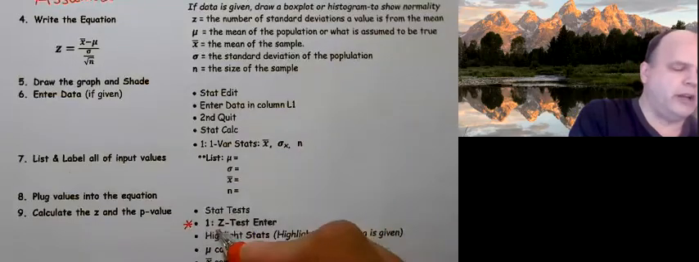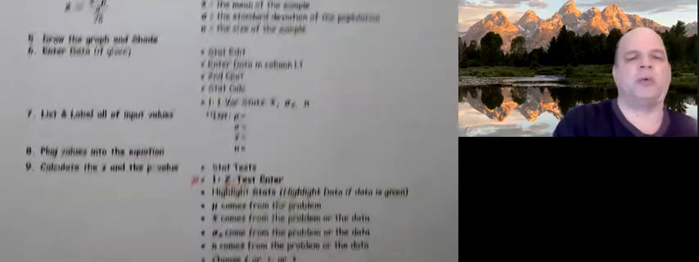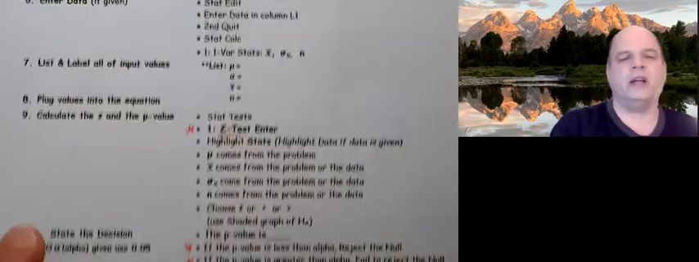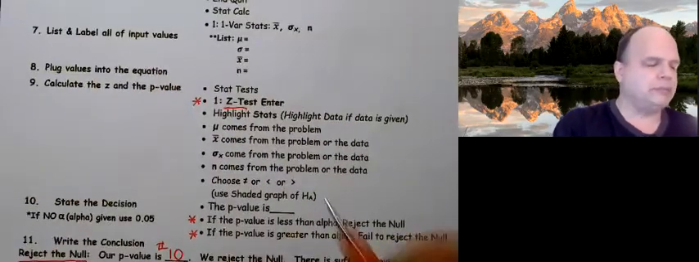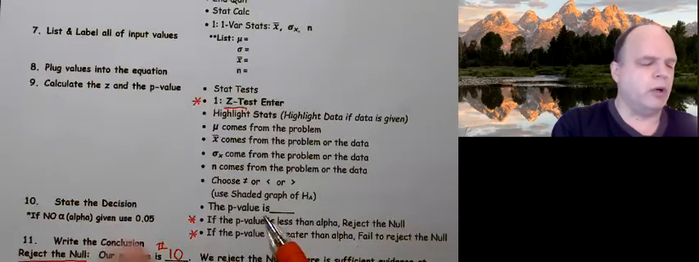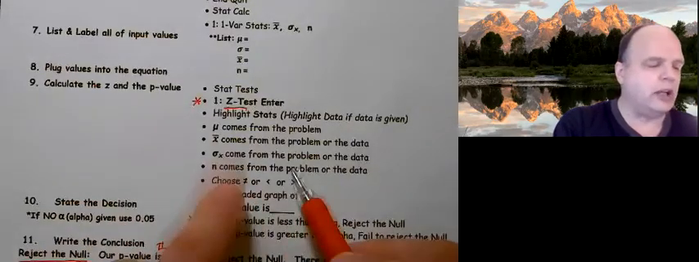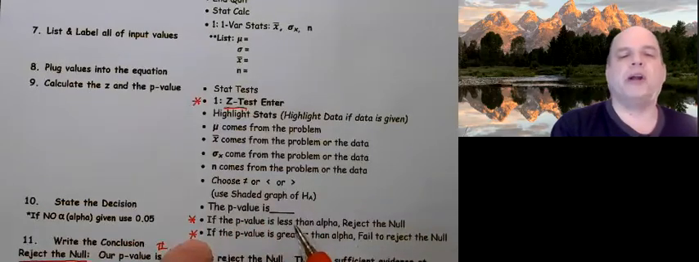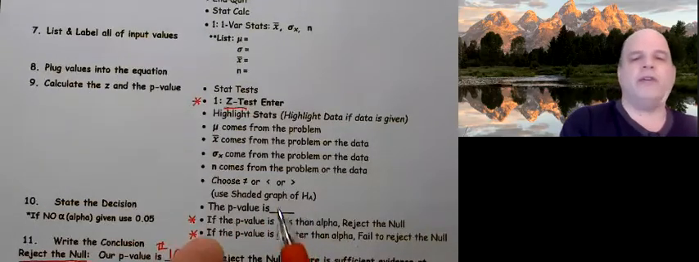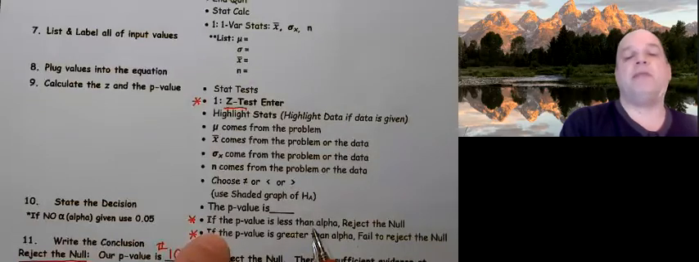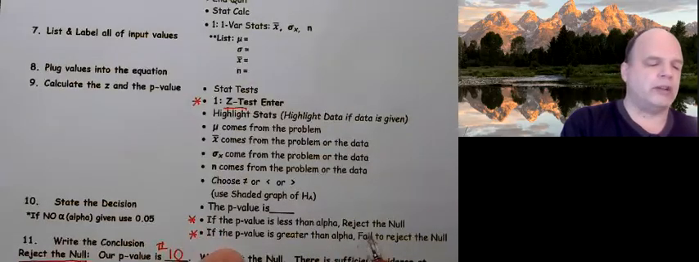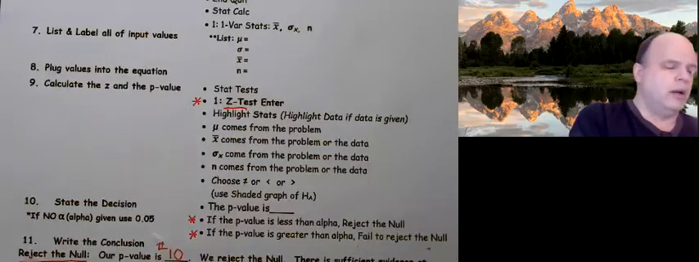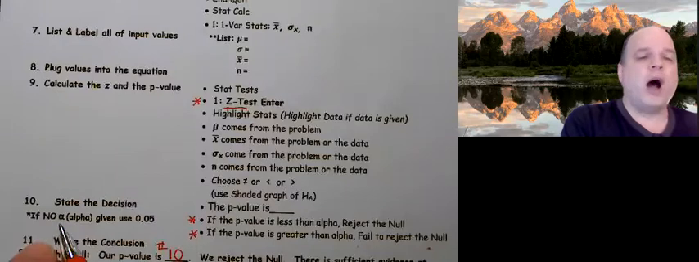All right, so this is the key phrase. Z-Test happens to be number one, and we'll enter the data. Finally, we'll state our decision. We'll say the p-value is, and the calculator will calculate it in step 9. It'll calculate it, and we'll write the p-value is this. We're going to compare it to alpha. If the p-value is less than alpha, we reject the null. If the p-value is greater than alpha, we fail to reject. If no alpha is given, use 0.05.